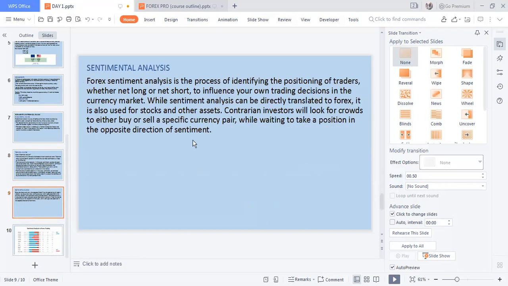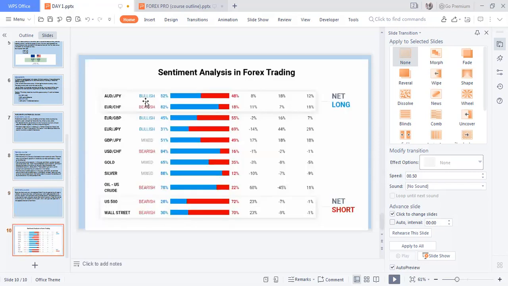The last one for the day is fundamental analysis. Fundamental analysis is the process of identifying the positioning of traders, whether net long or net short. What am I saying? For instance, there are some people, they believe in some people's analysis. And when you go to the chart, they will now see that the person's analysis is actually on a great bullish situation. What do you think they do? They enter the market as a buy.